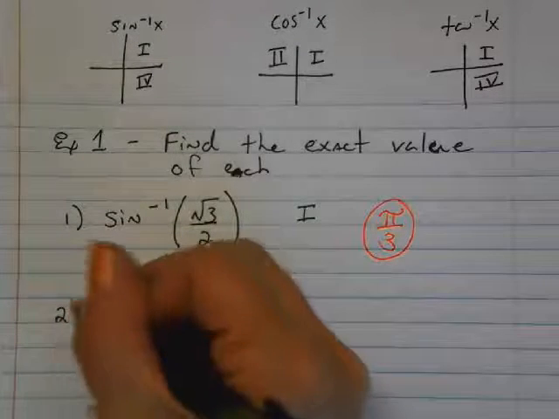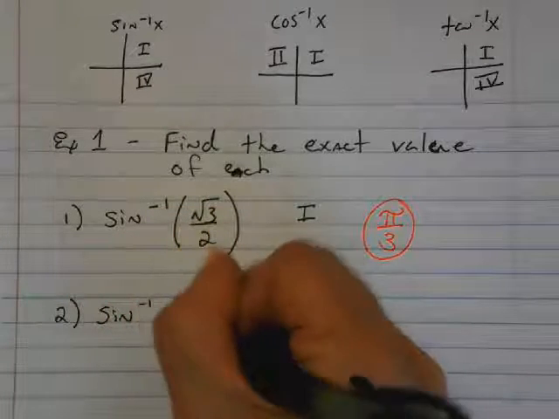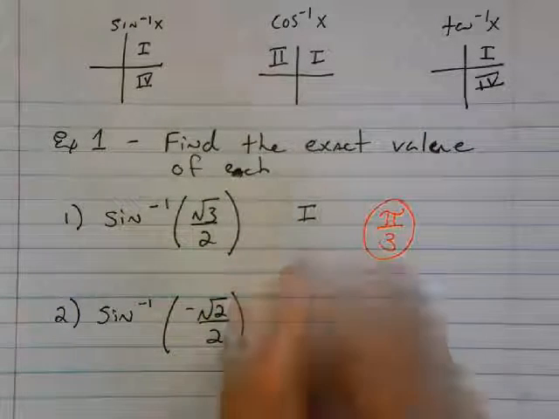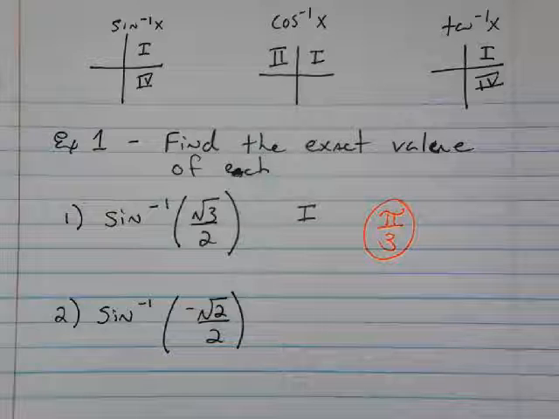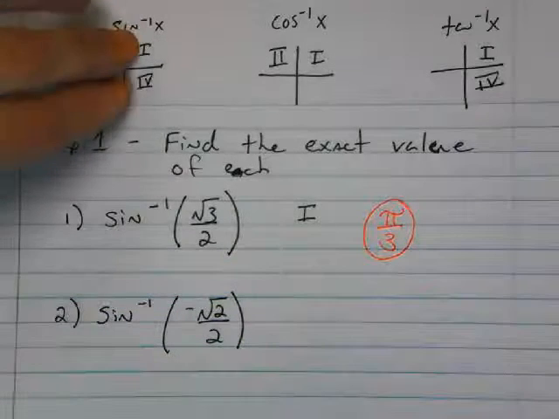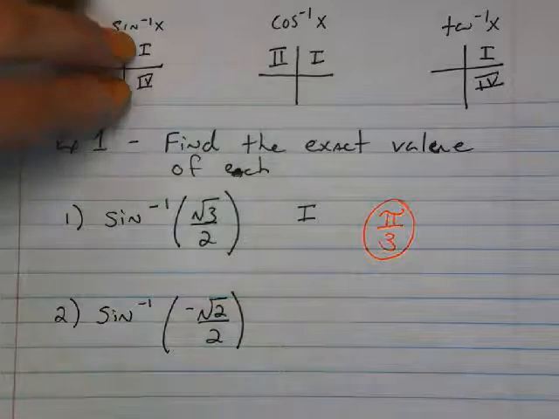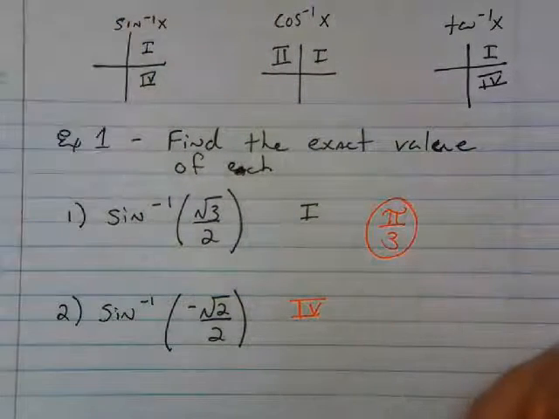Alright, let's use that information to try a few more. What if I want the inverse sine of negative square root of 2 over 2? So the first thing I need to determine is what quadrant I'm in. So again, I look up here at the inverse sine, and I know I have to be in one of these quadrants. Which of those quadrants is sine negative? Sine is negative in quadrant 4. So I know I'm in quadrant 4.